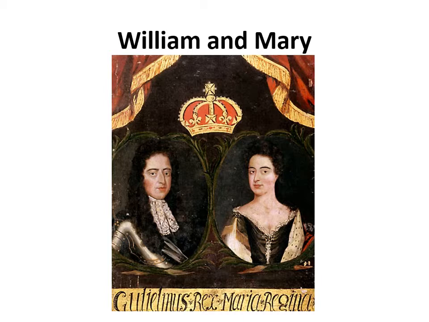James hears about this, is terrified, and packs up his wife and baby, heads to France, where he will at one point try to gain French support to come back and regain power. Not going to be successful, and so he'll end up living the rest of his life in exile in France. William and Mary, meanwhile, are going to end up taking control of England and becoming joint monarchs.